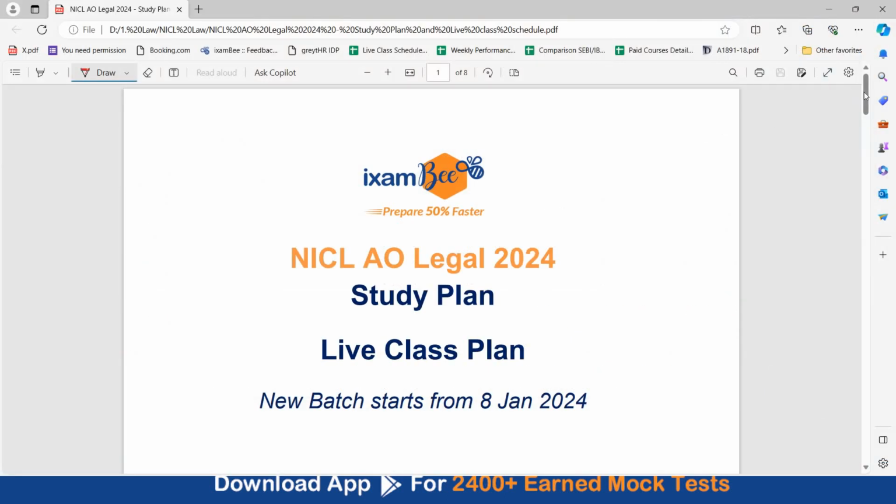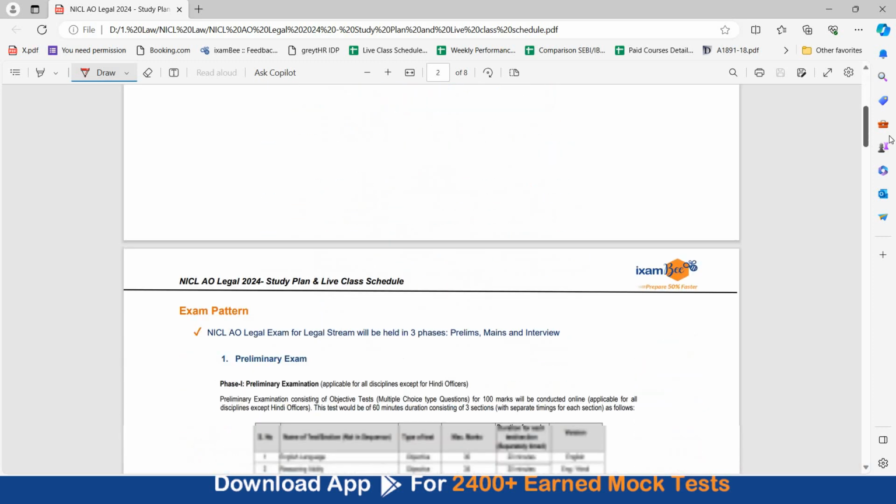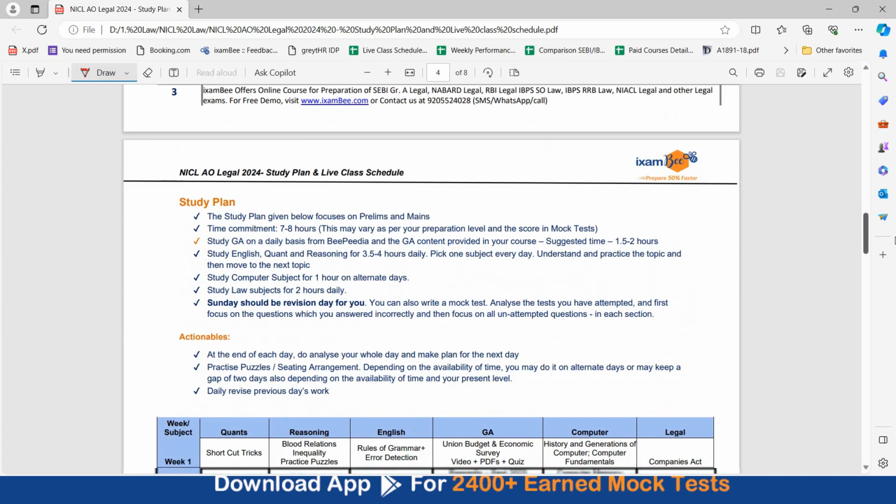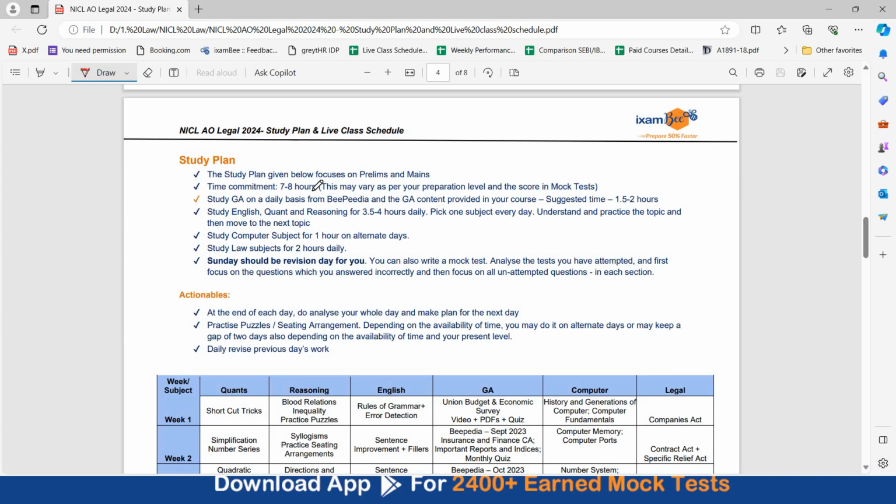This is your NICL AO Legal study plan and live class plan. Here if you see, you will see the exam pattern, you will see the probable dates. This study plan requires a time commitment of 7 to 8 hours on a daily basis. However, this may vary based on your preparation level, based on how much you are scoring in the mock test. Every day, I am hoping you will spend around 1.5 hours on GA. Around 3 to 4 hours, in fact a little bit more, will go to English, quant and reasoning.